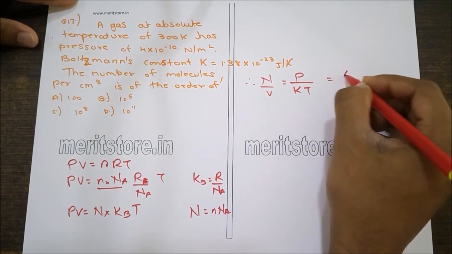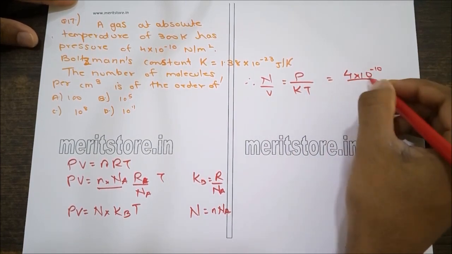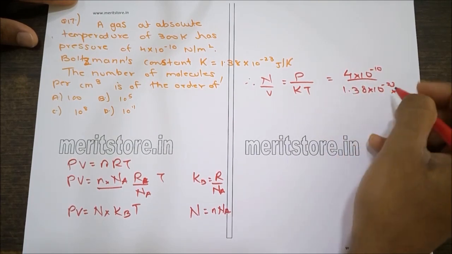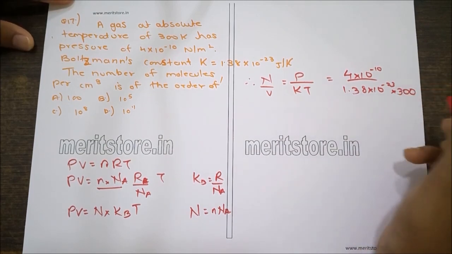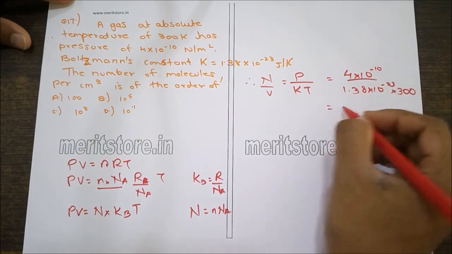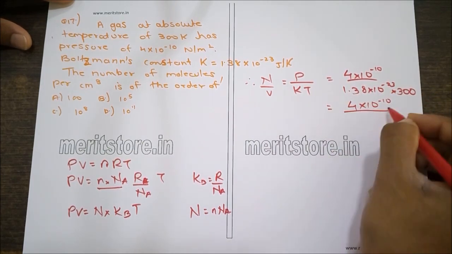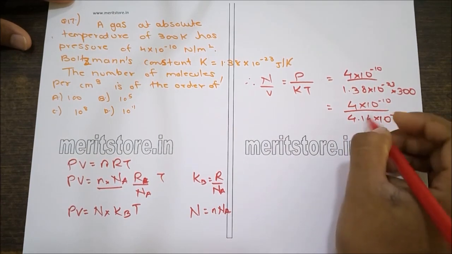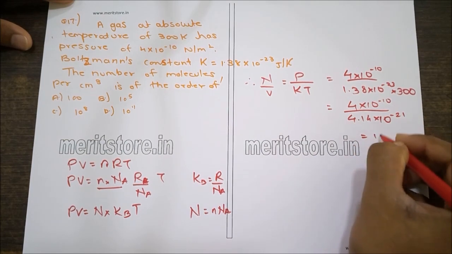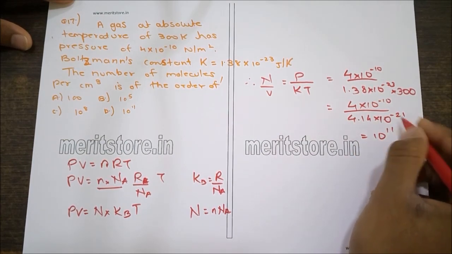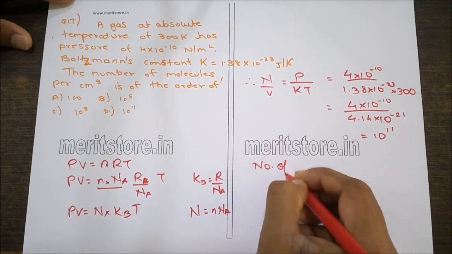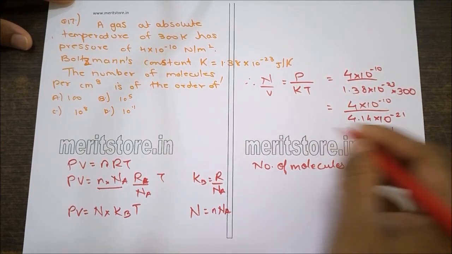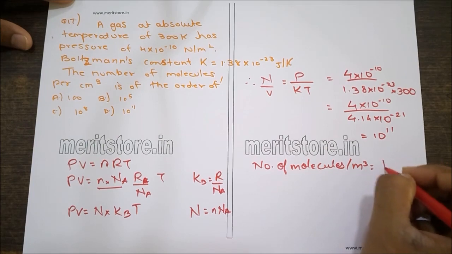So the pressure is given as 4 into 10 raised to minus 10, upon k, which is 1.38 into 10 raised to minus 23, and T is given as 300. So this is 4 into 10 raised to minus 10 upon 4.14 into 10 raised to minus 21. If you see the order, it comes around 10 raised to 11. So the number of molecules per meter cube, since all are standard units, is 10 raised to 11.